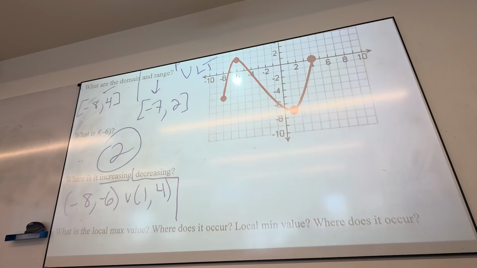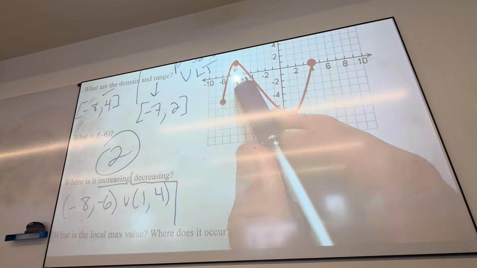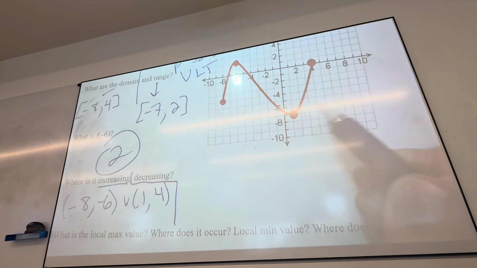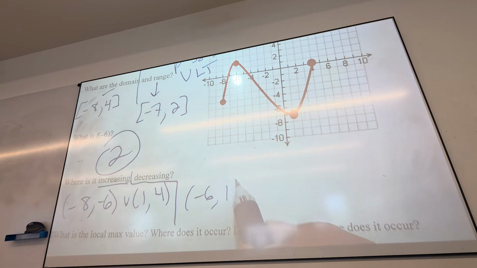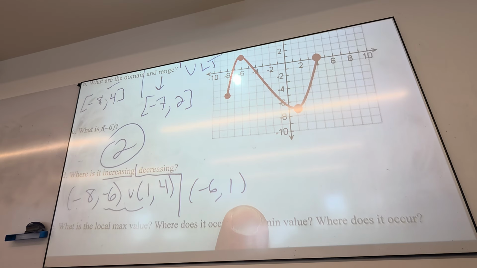And then, of course, where is it decreasing? Starting at -6 until 1. And you can see that's the only part that the increasing question left out. So that must be where it was decreasing. Right? That's why I didn't include that answer there, because that's where it wasn't increasing. Okay, maybe.